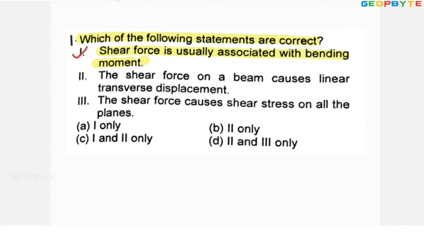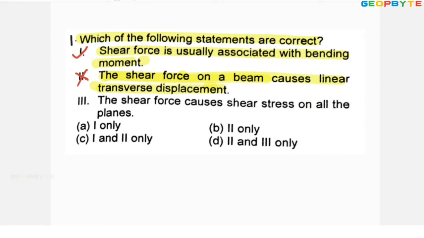Look at the second statement. The shear force of the beam causes linear transverse displacement. No, the shear force always causes the development of shear stresses. Anyhow, the second statement is not correct.